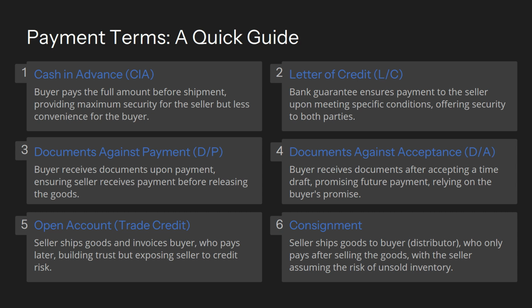Common payment terms include cash in advance, CIA, letters of credit, LC, documents against payment, DP, documents against acceptance, DA, open account, trade credit, and consignment. These payment terms are listed in order of increasing risk to the seller, the exporter, from lowest to highest. This means that as you move down the list, the seller's risk increases, while the buyer's, the importer's, transaction risk decreases. Each term presents a unique set of risks and benefits, which we will explore in detail today.